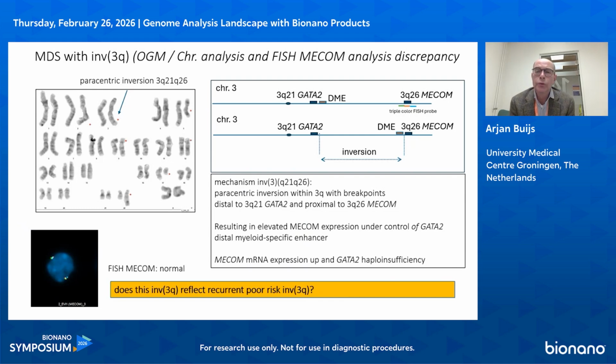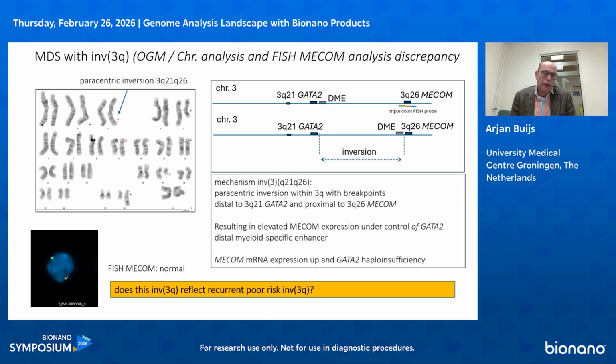then you have the GATA2 gene on 3q21, with its distal myeloid enhancer that is essential for GATA2 expression in myeloid cells, and then more distal you see the MECOM locus. And because of the inversion, the distal myeloid enhancer of GATA2 inverts towards MECOM, thereby driving MECOM expression in myeloid cells, but losing GATA2 expression because of the loss of the myeloid enhancer.